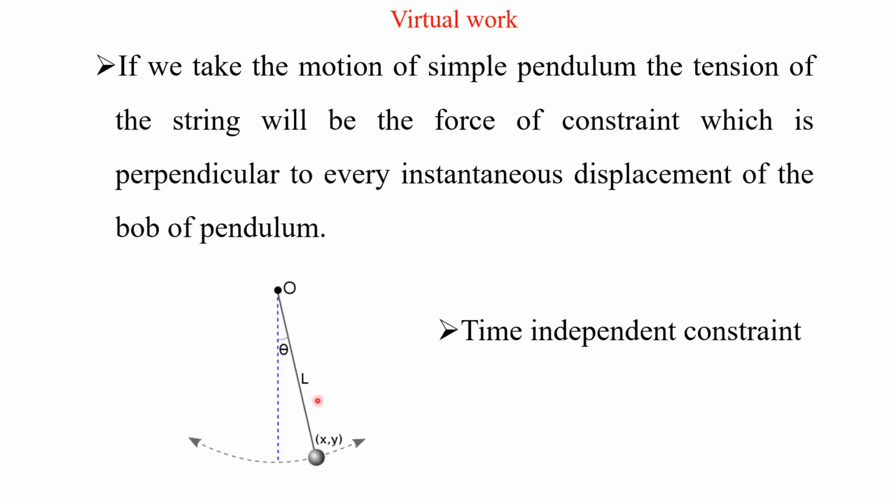The example for the force of constraint is the simple pendulum. Your bob is moving along this direction. It will form a circle, not a full circle, it's a semicircle, because this length is fixed. But the tension of the string is perpendicular to the motion. So what is work done? Force into displacement. If it is parallel, you will get maximum work done. But here the force and displacement are perpendicular to each other. So naturally, the work done here is zero, and this constraint is also a time independent constraint.